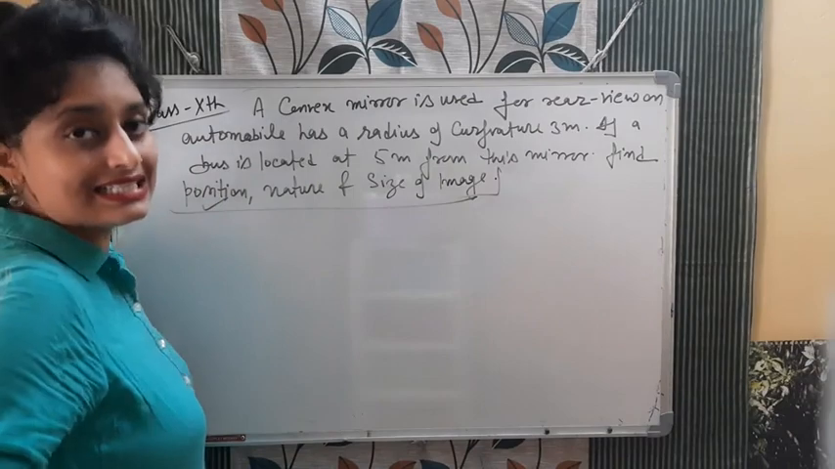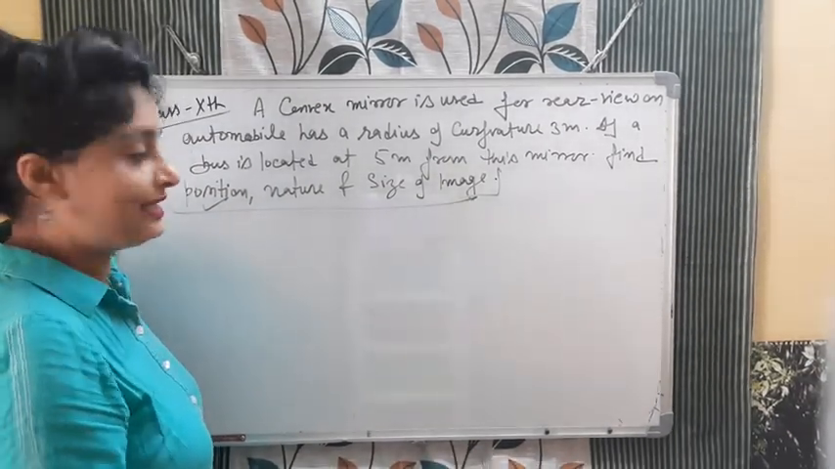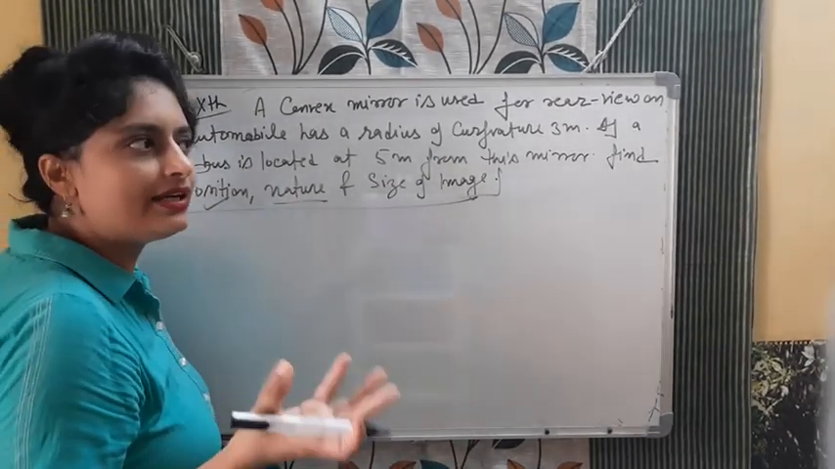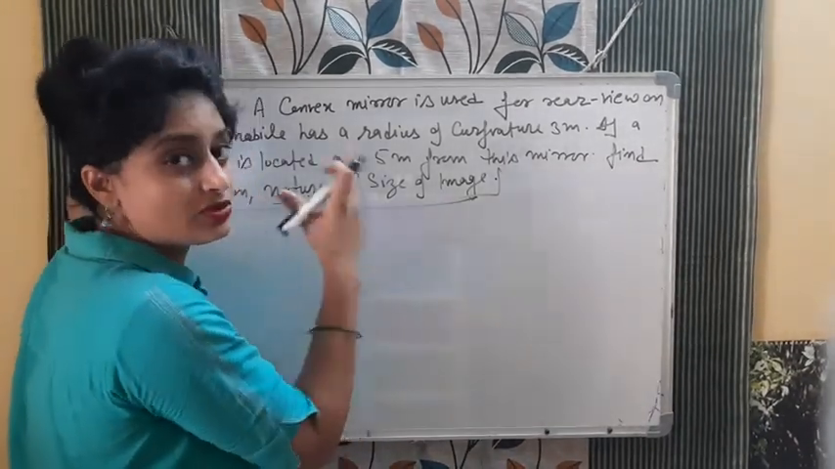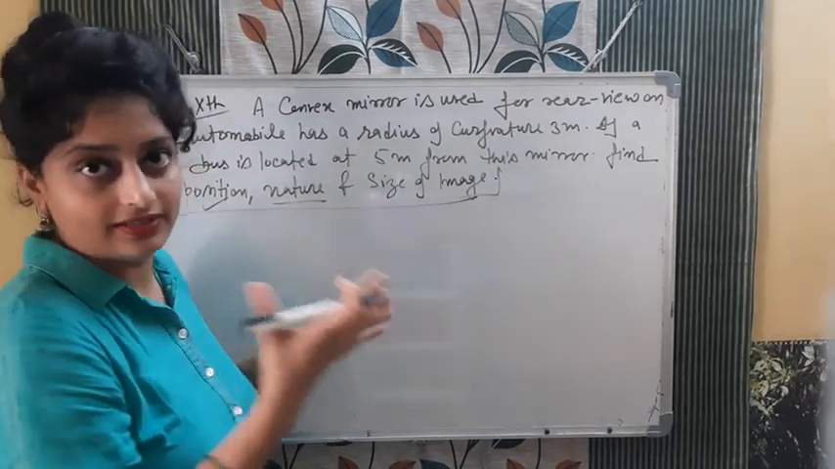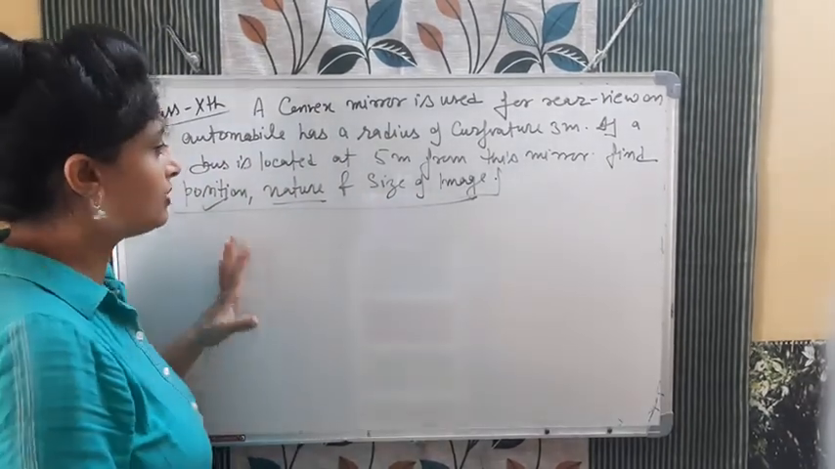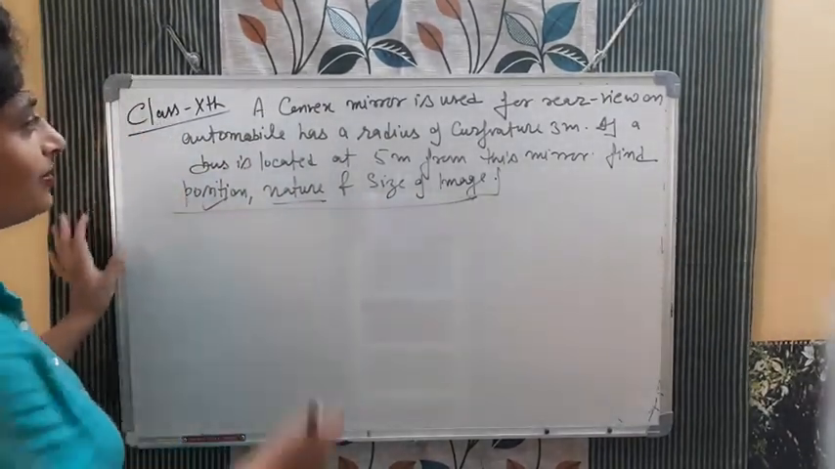Position means the distance of the image from the pole, v. Nature: it is real or it is virtual, that you need to tell. Size of the image means you need to find out hi, the height of the image. That also you need to calculate. Okay, so now what is the mirror?